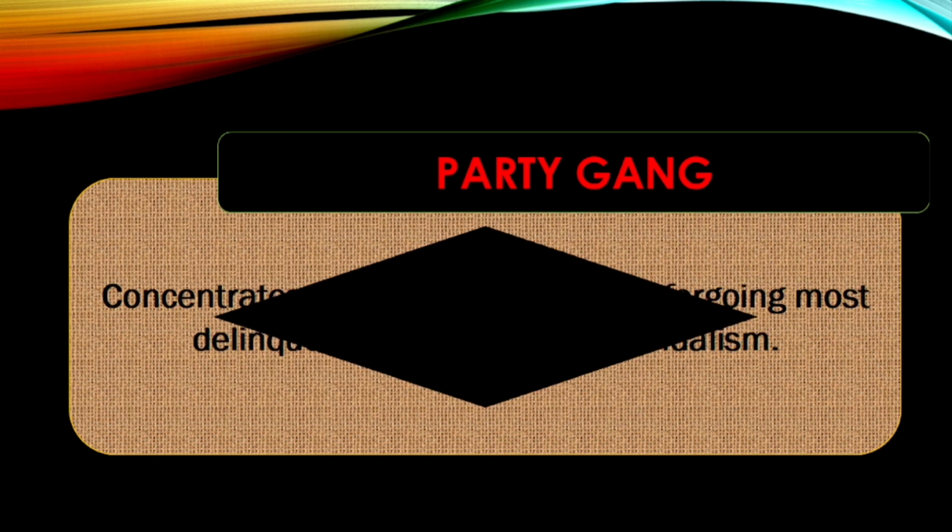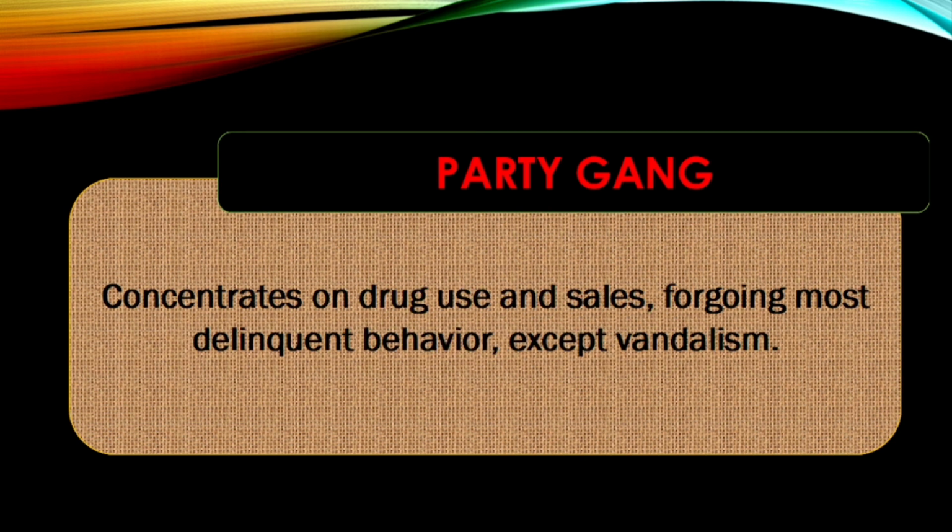Next, the party gang concentrates on drug use and sales, foregoing most delinquent behavior except vandalism. So, drug sales are designed to finance members' personal drug use. If you are familiar with ecstasy, it is considered a party drug. And because of that, they use party drugs or other drugs, not only party drugs, but other drugs that gain profit within the specific organization. This will be their income so they can live.